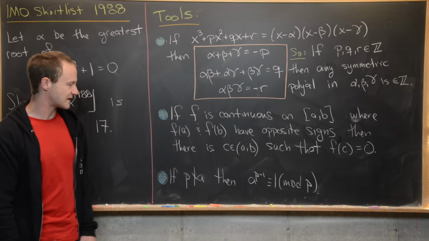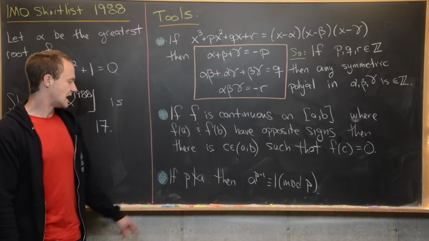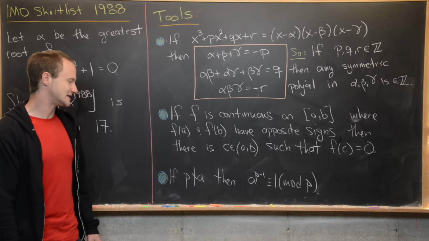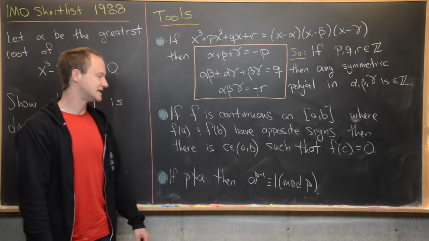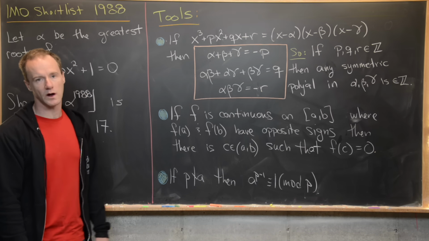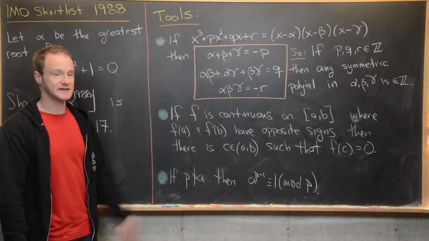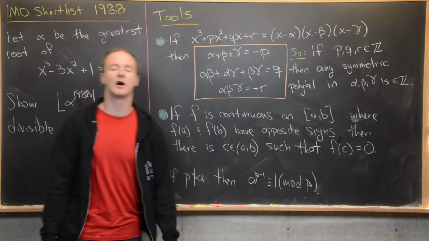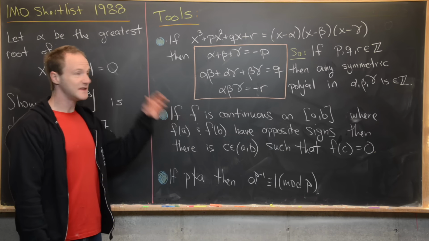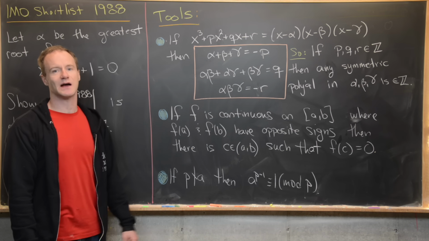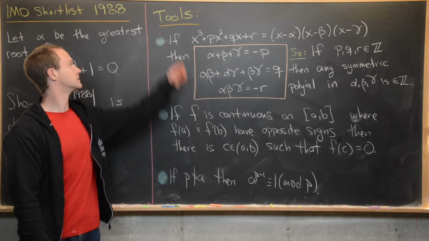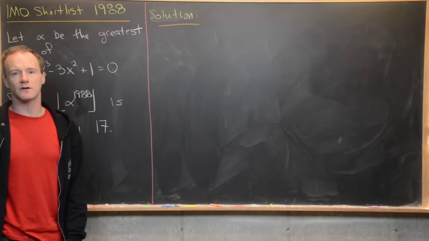And then finally, we've got Fermat's little theorem, and that says that if p does not divide a, then a to the p minus 1 is congruent to 1 mod p. Okay, so there's a bunch of hints here, and like I said, this problem's pretty hard, but if you want to give it a go with these hints or otherwise, now's the time to do it, and then we'll look for a solution. Okay, now we're ready to look for a solution.